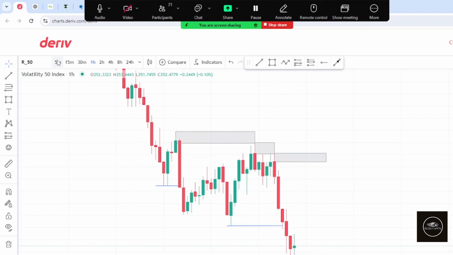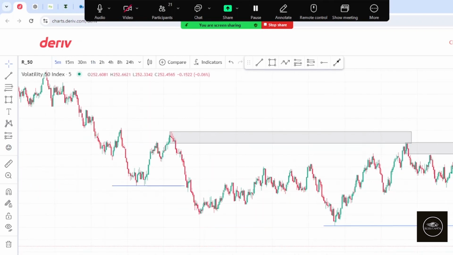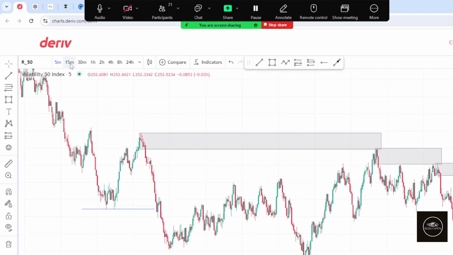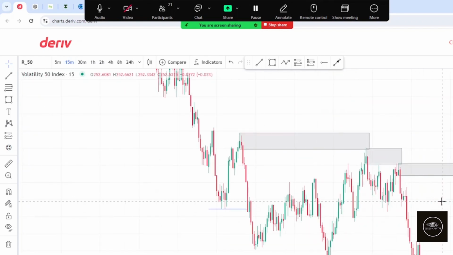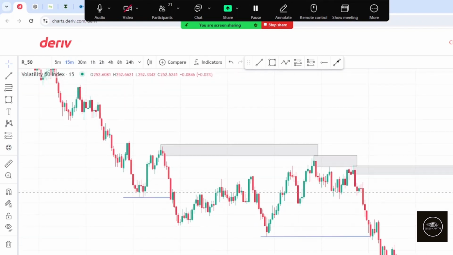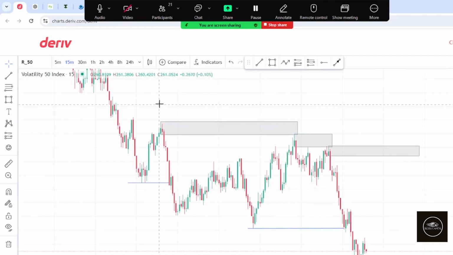Moving down to the 5 minutes time frame. Sorry, not 5 minutes, it's 15 minutes. There's one supply zone, because market broke structure to the downside. Can you see it? It's a break of structure.